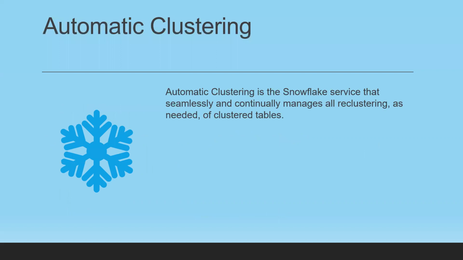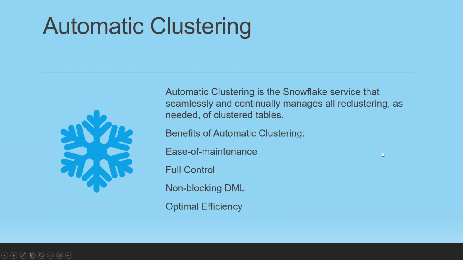And let's talk about automatic clustering. Automatic clustering is the Snowflake service that seamlessly and continually manages reclustering, as needed, of clustered tables. So remember, after a clustered table is defined, reclustering does not necessarily start immediately. Snowflake only reclusters a clustered table if it will benefit from the operation. And we will also talk about the benefits of automatic clustering, in the same slide.